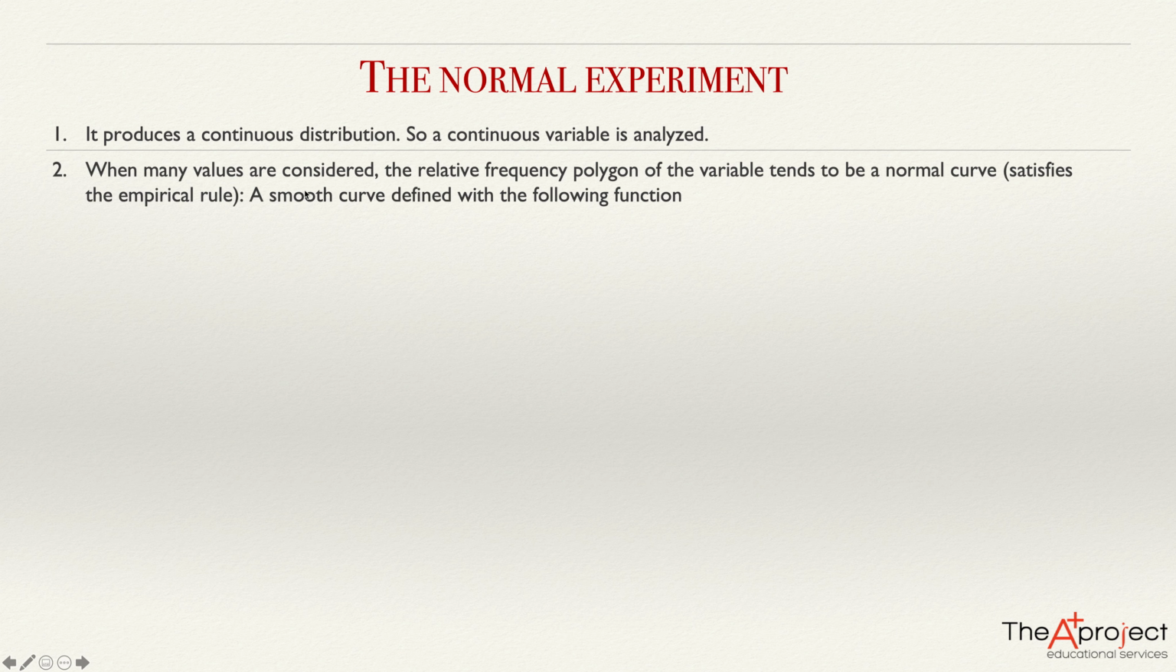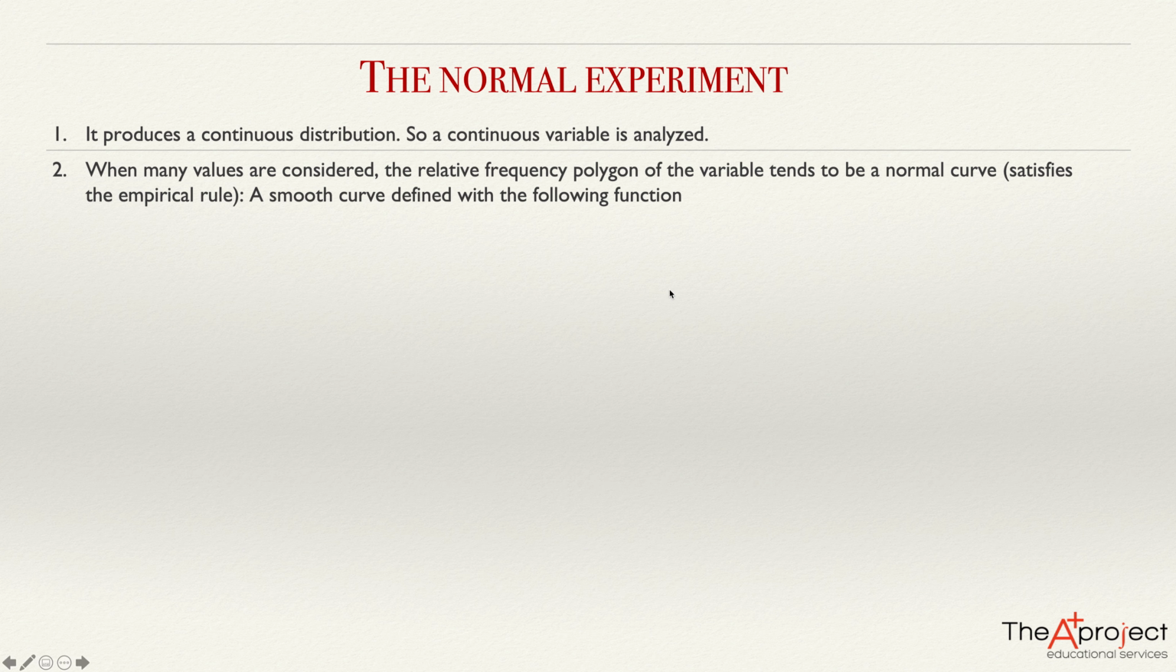Okay, so let's see what is the normal experiment. I'm going to call the normal experiment any random experiment that produces a random variable that follows the normal distribution. It has several features. For example, it's a continuous distribution, so we are analyzing a continuous variable. Second, when many values are considered, the relative frequency polygon of the variable tends to be the normal curve that I show you. Yeah, it's a bell-shaped curve that follows the empirical rules.